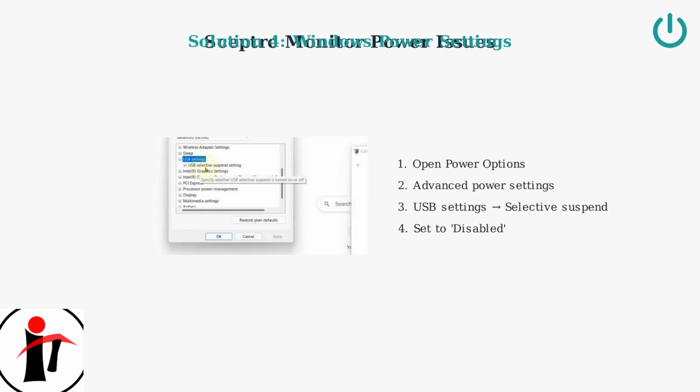Finally, adjust Windows power settings by disabling USB Selective Suspend. This prevents the system from cutting power to USB-connected devices, which can interfere with monitor communication.